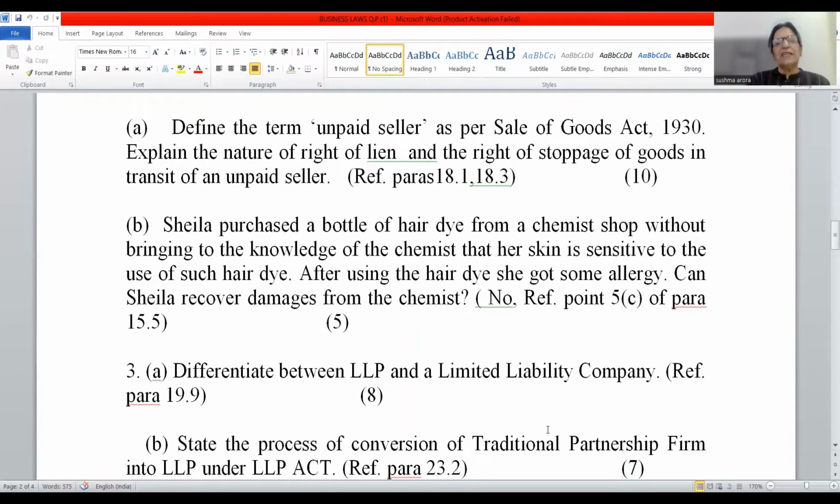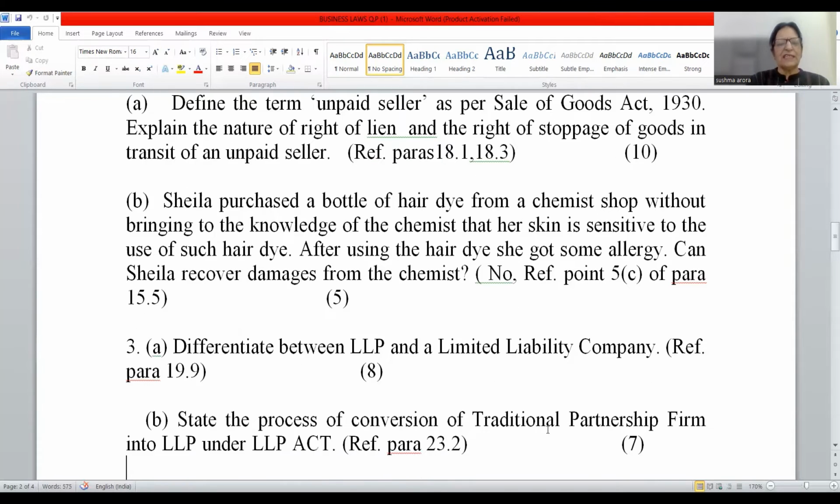Because if any person is suffering from abnormal conditions, the customer, Sheila, was having sensitive skin. She should have brought it to the knowledge of the chemist, and she did not. After that, she got some allergy. Then Sheila will not have the right to recover damages from the chemist, because it was her mistake that she did not bring this fact as to her sensitive skin to the knowledge of the chemist. She will not have any right to recover damages from the chemist.